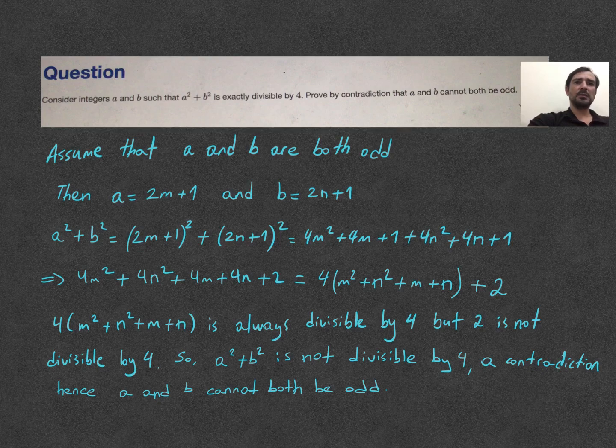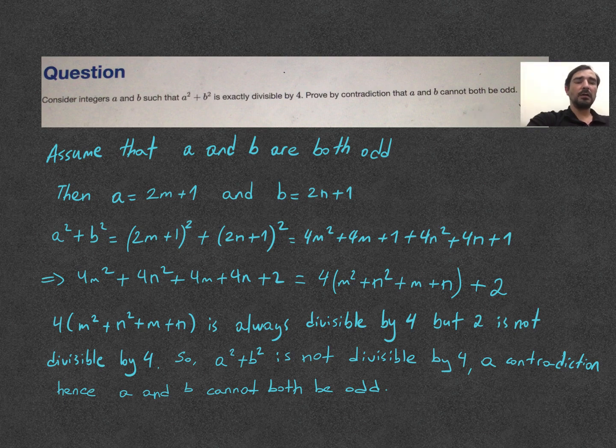Hi everyone, in this video we are going to solve one of the past paper questions from proofs. This question is proof by contradiction, and let's read the question. We have a and b such that a squared plus b squared is exactly divisible by 4. Prove by contradiction that a and b cannot be both odd.